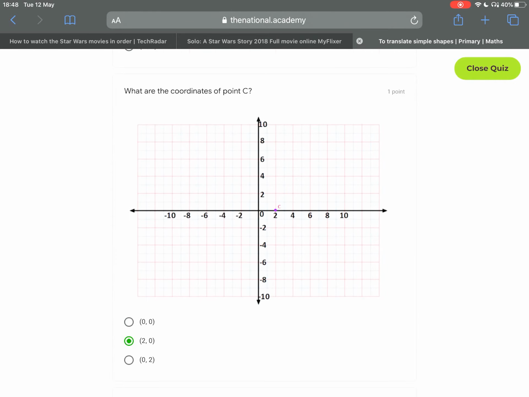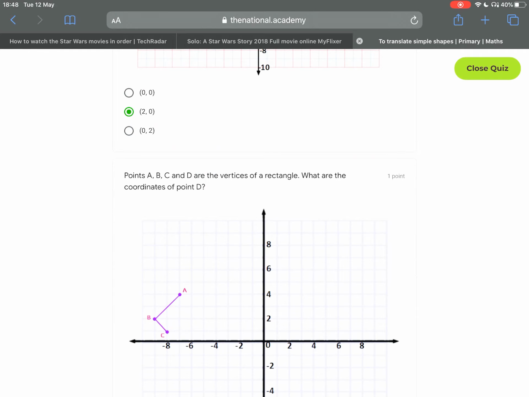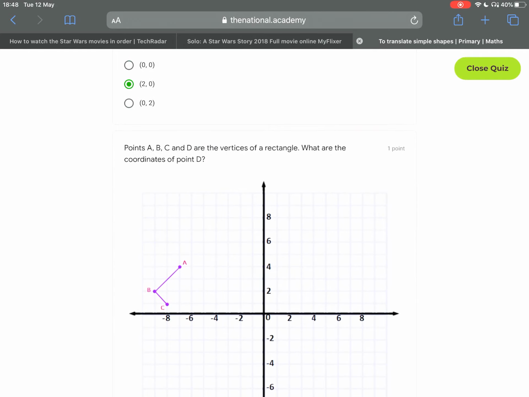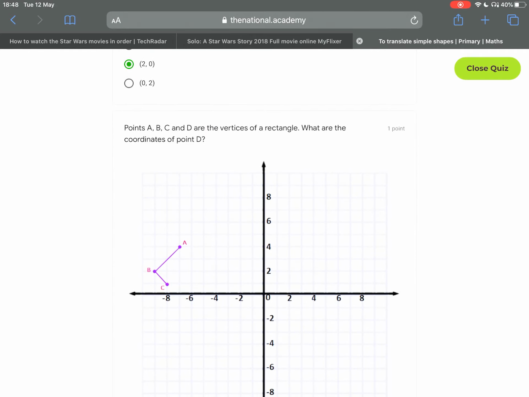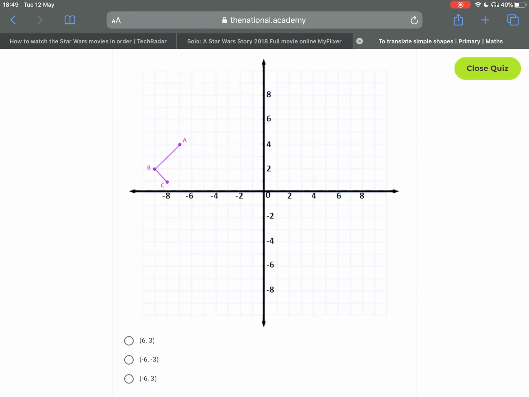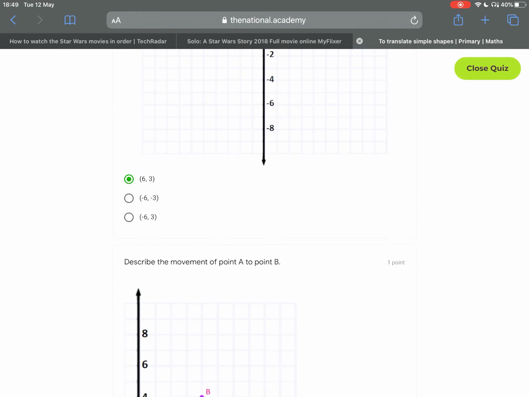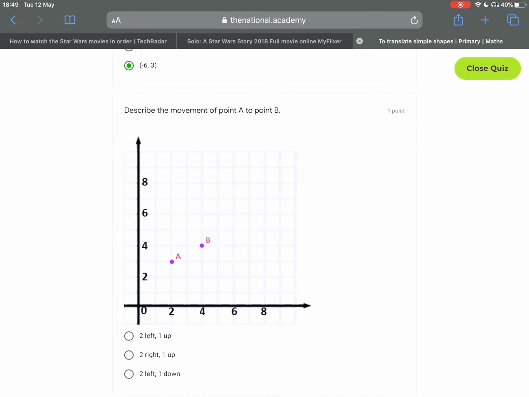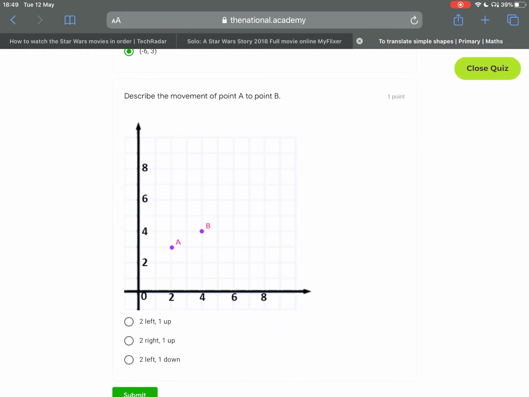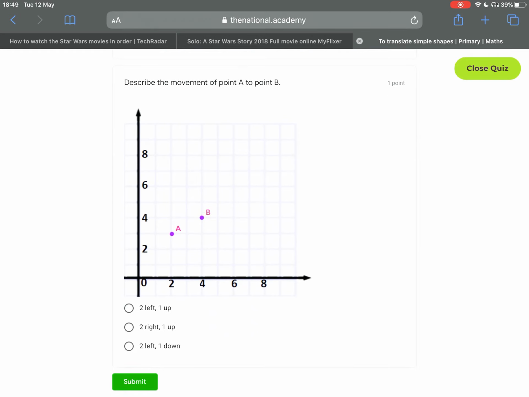The points A, B, C, D are the vertices of a rectangle. What are the coordinates of point D? So that would be -6, 3. Describe the movement of point A to point B. That would be 2 right, 1 up.